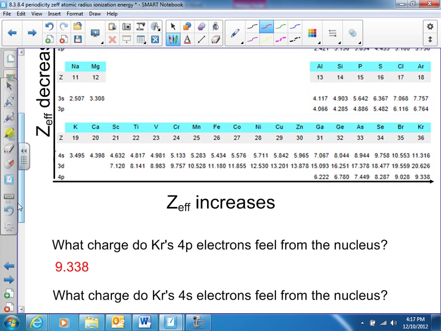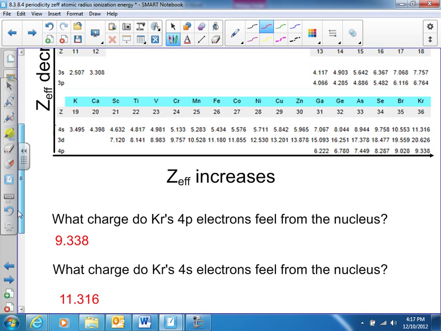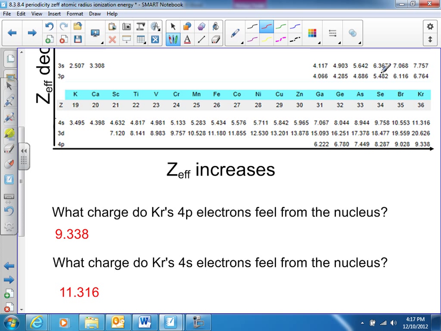Okay, another one. What charge do krypton's 4s electrons feel from the nucleus? Let's see if you can read this correctly. So pause. I'm going to put up the answer in a moment. And here we go. So we go to the 4s electrons and we go over to krypton and we see krypton's 4s electrons feel 11.316. So the s electrons are feeling a little bit more of a charge than the p electrons. And notice those d electrons feel a much larger charge because those d electrons are closer to the nucleus than the 4s or the 4p electrons. Those 3d electrons are in the inner core for that atom.